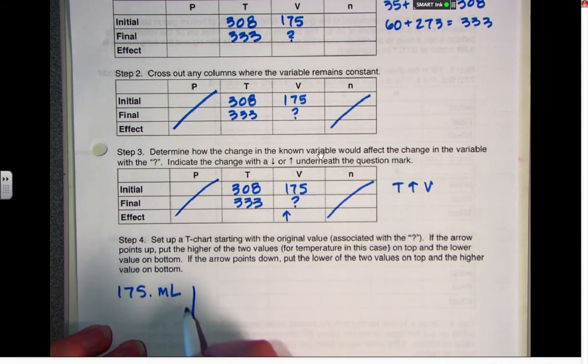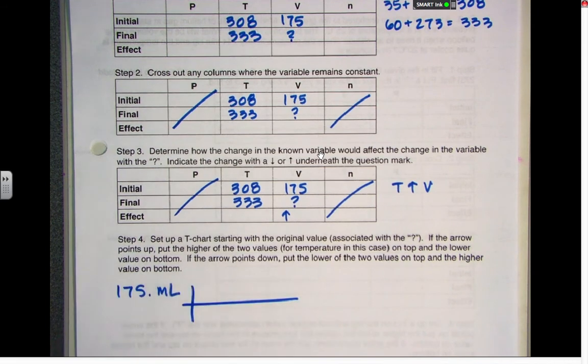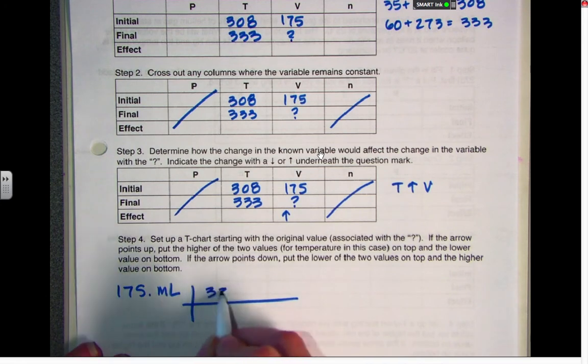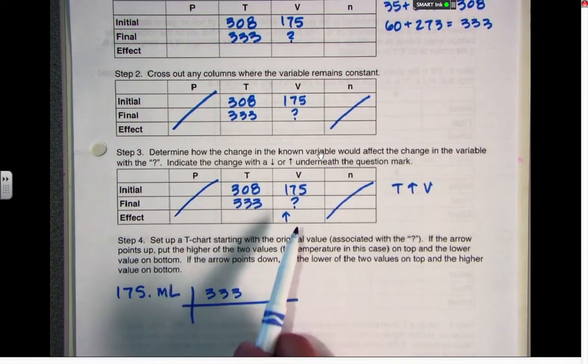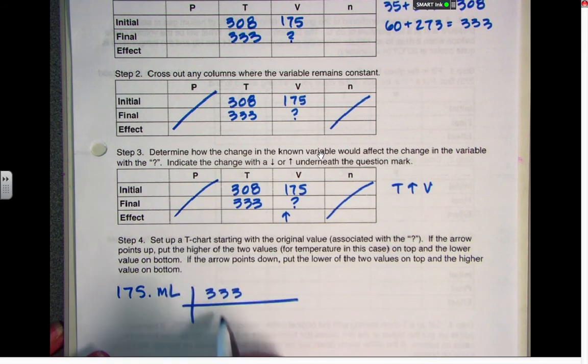Then we're going to draw the T-chart. If the arrow points up, the higher of the two values, for the temperature in this case, goes on top, and the lower value goes on the bottom. If the arrow points down, then the lower of the two values goes on top and the higher value goes on the bottom. For the temperature, we want the higher temperature on top because we know that if temperature increases, the volume is going to increase. So we'll put the higher of the two on top. We put the 333 on top and the 308 on the bottom.